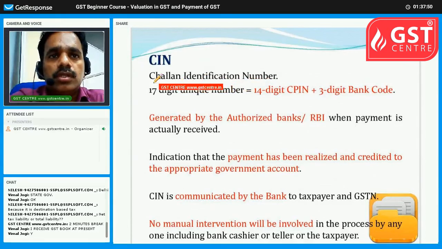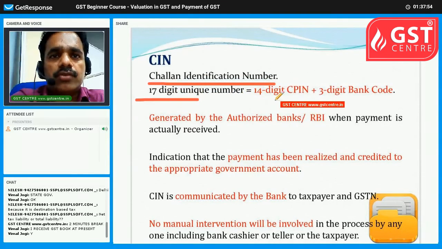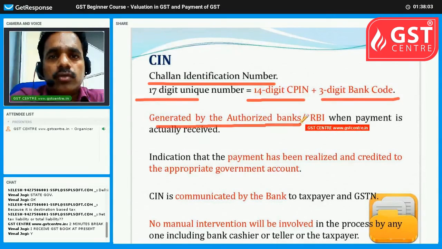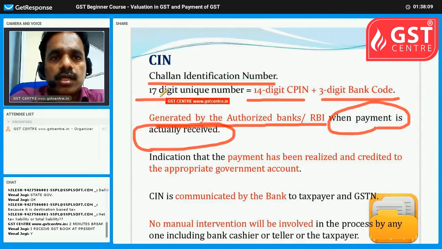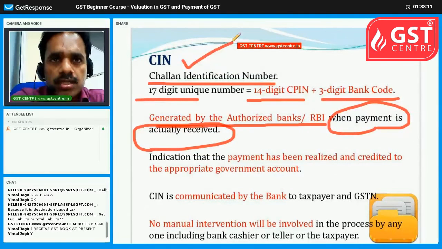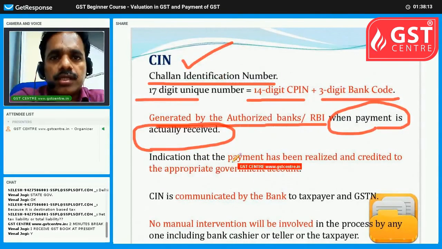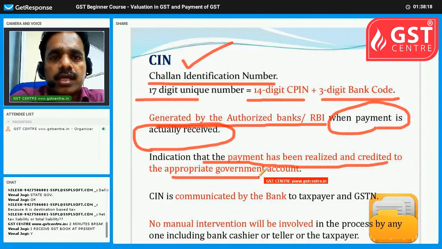Challan identification number, that is CIN, is a 17-digit unique number, that is the 14-digit common portal identification number plus a 3-digit bank code. It is generated by whom? It is generated by authorized banks or RBI when payment is actually received. When payment is received, the challan identification number will be generated. It is an indication that payment has been realized and credited to the appropriate government account.